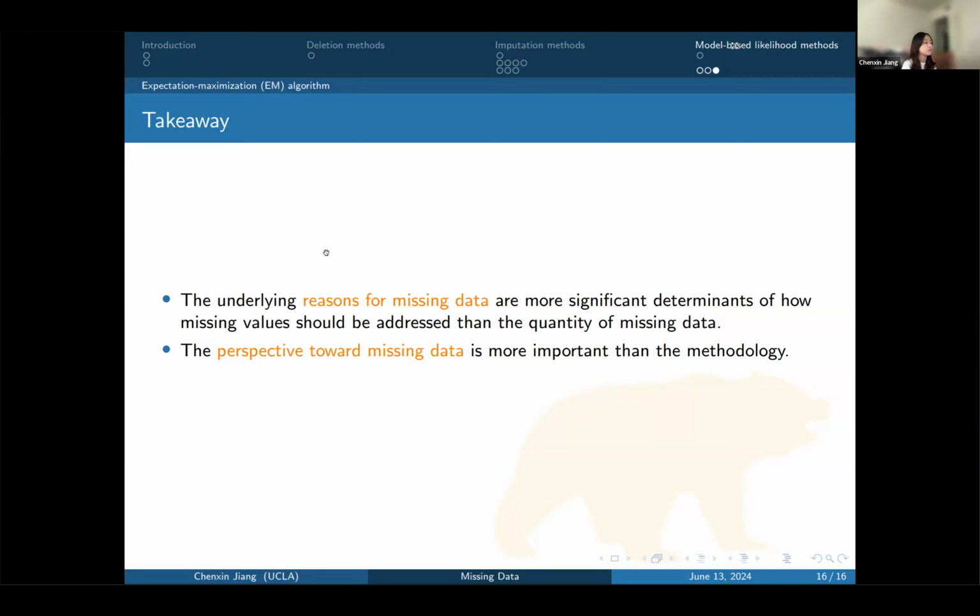And finally, I have two takeaways here. Firstly, I think the underlying reasons for missingness are more important than the quantity of missingness. And second, the perspective towards the missing data is more important than the methodology itself. Okay, thank you. That's all.